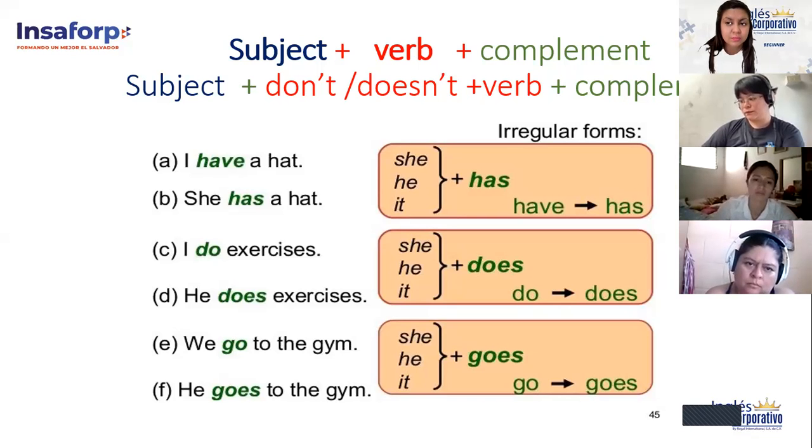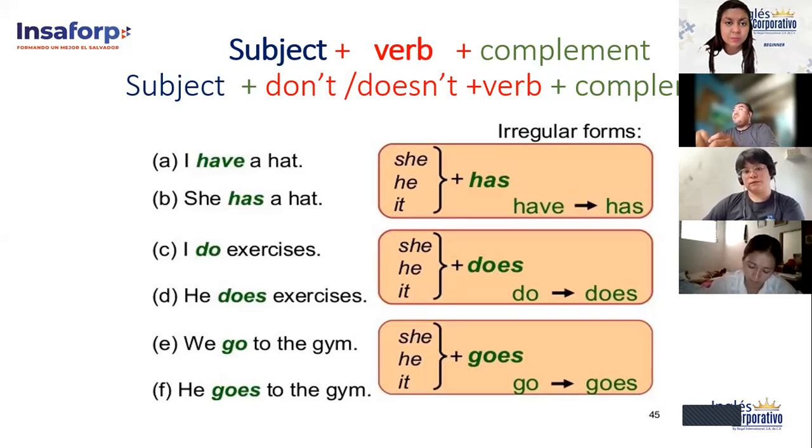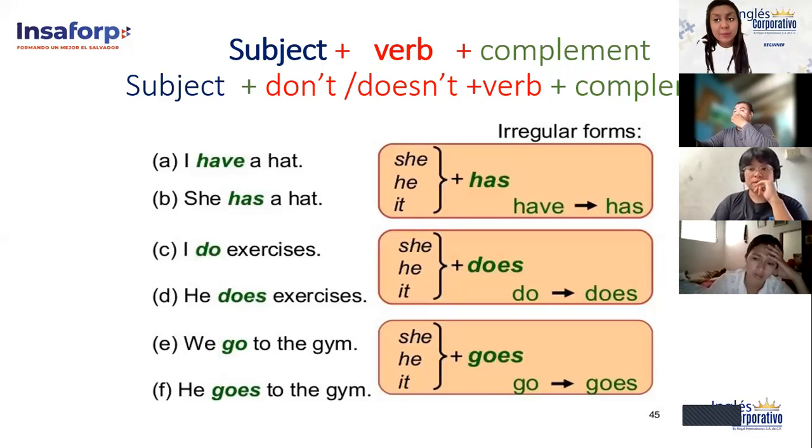Una pregunta, ¿por qué se usa el do? I don't. Ah, porque es primera persona. I don't do so much exercise. Pero si es tercera persona, entonces sería, por ejemplo, he doesn't do so much exercise. Porque el verbo do aquí es el verbo principal, no es el auxiliar. Porque acordémonos que usamos don't and doesn't como verbos auxiliares.